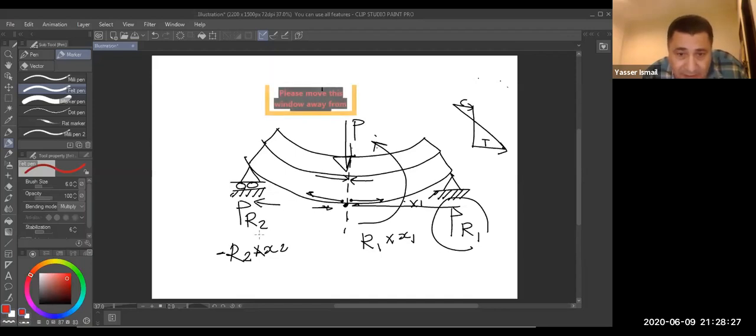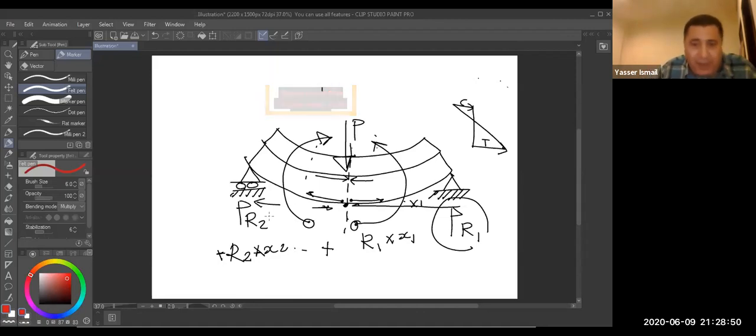Why positive? Because of tension in the lower fiber. This reaction, see where the tail of the arrow is. This is the tail of the arrow, meaning this is the side of the tension, lower fiber. Any force that makes the lower fiber in tension for a particular section, that means this is positive moment.